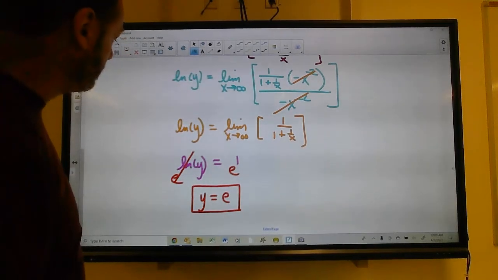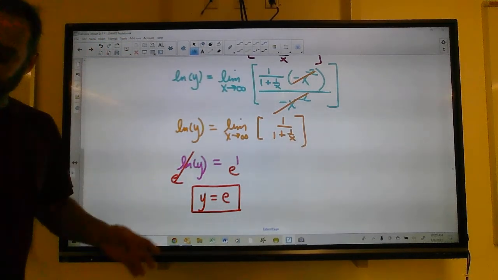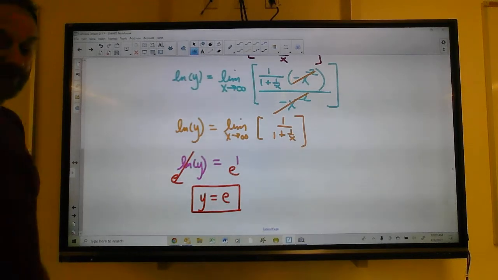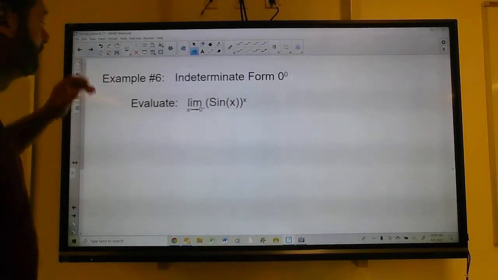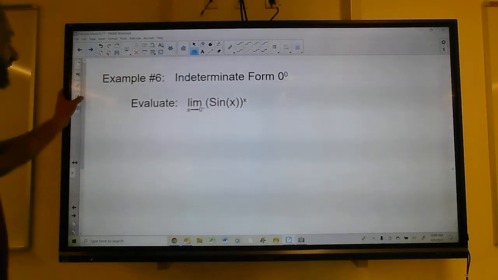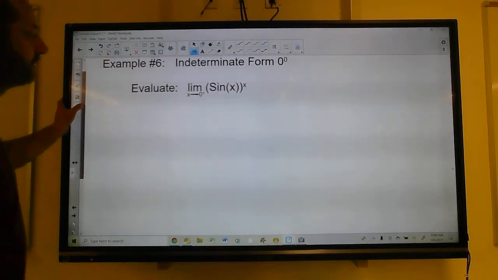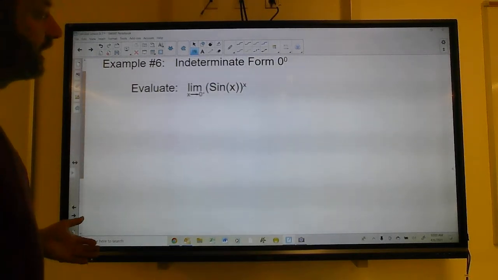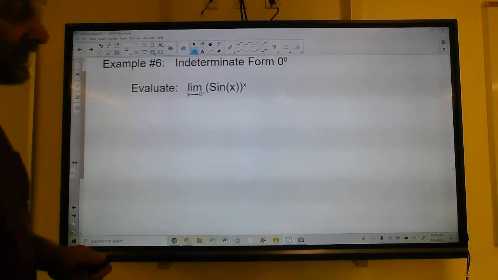It's a little more work. You've got to write a little bit more, but who cares as long as you get the answer right, right? Okay, here's another one with an exponent. So what are we going to do? We're going to go ahead and use the natural log again.